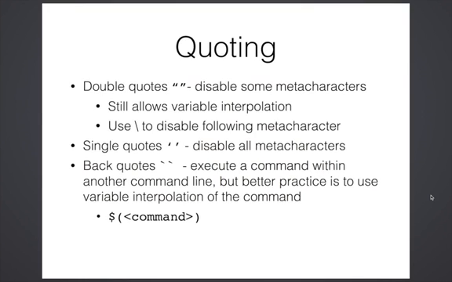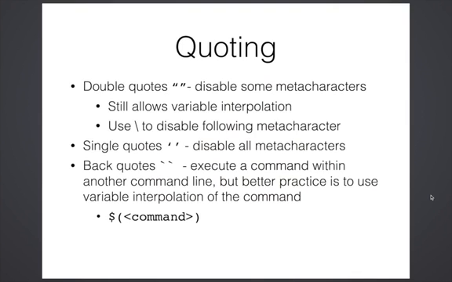So your shell will expand variables and special characters and the glob characters in that. But sometimes you want to run a command that you don't want to expand all of those variables or special characters. So there are ways to do that, and you do that generally with quoting. So you can use double quotes, which disables a few of the meta characters, but not all of them. And it still allows for variable interpolation.